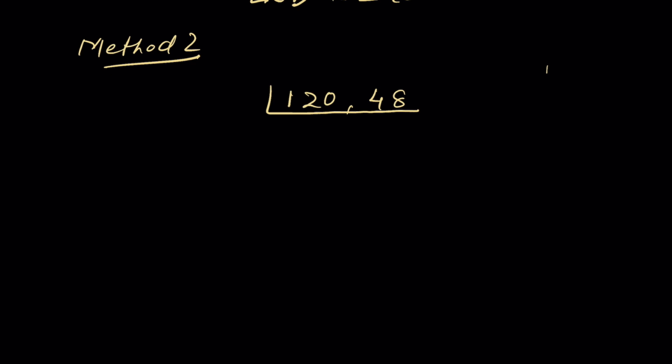Both are divisible by 3 also, but let's start with the smallest number. So we divide both numbers by 2. Now 2 times 60 is 120. 2 times 24 is 48. Again 60 and 24 both are divisible by 2. Also remember that it won't work if one number is divisible by 2 and another is not. So 2 times 30 is 60 and 2 times 12 is 24.